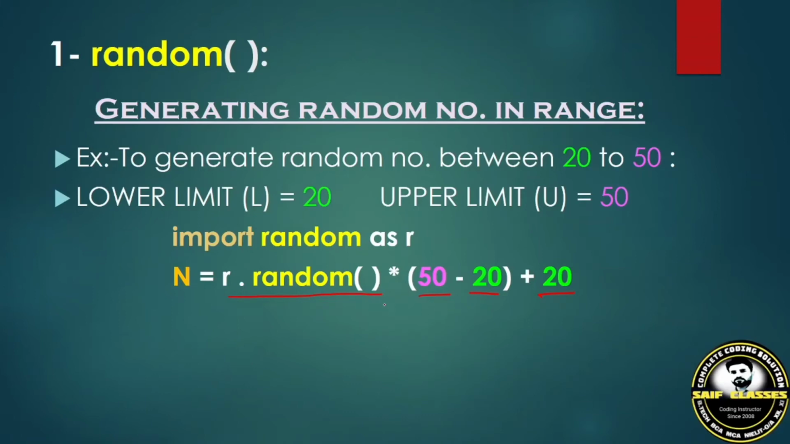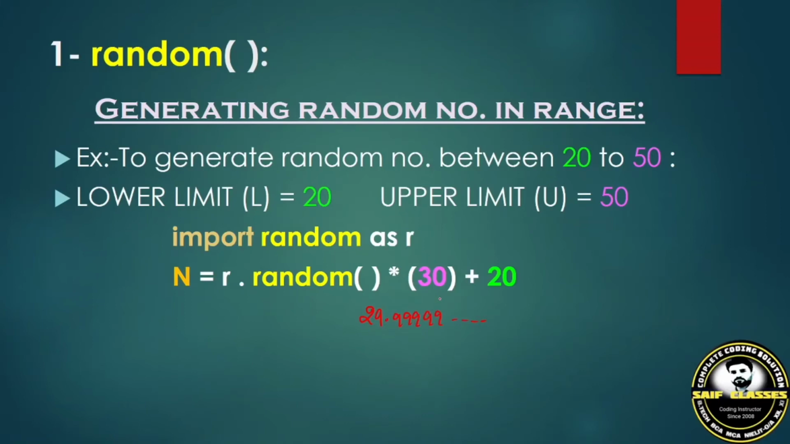So the minimum value will be 0. If it is 0, you are going to get 20 in n. But if it is maximum, what will you get? You will get something like 29.9999999 and so on. Maybe that value you are getting. That is the maximum value that it could generate.